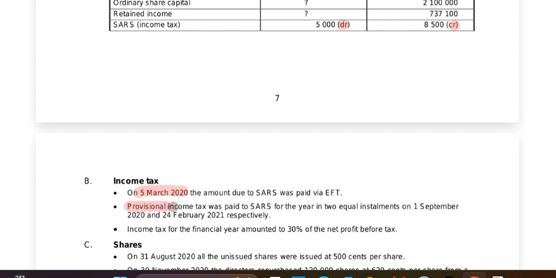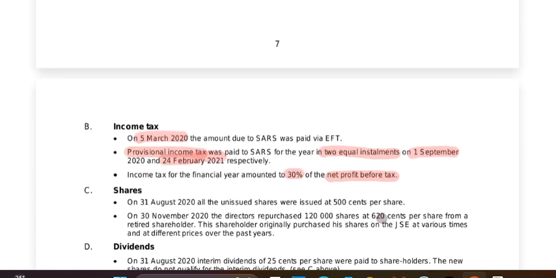And then provisional income tax was paid to SARS for the year in 2 equal installments on the 1st of September 2020 and 28th of February 2021 respectively. Income tax for the financial year amounted to 30% of net profit before tax.